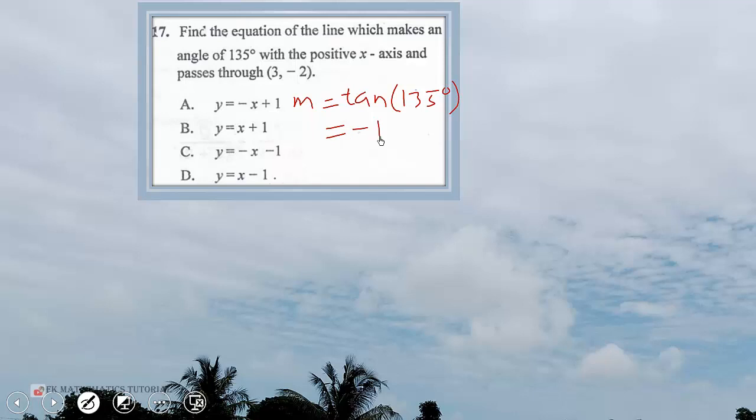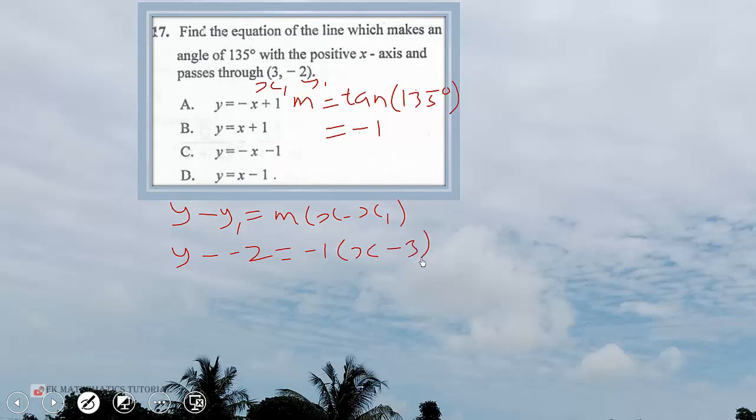If it passes through the point, then the equation is given by y minus y1 equals m times (x minus x1). So x1 is this and y1 is this. So we have y minus negative 2 is equal to negative 1 times (x minus 3). So this will give you y plus 2 is equal to negative x plus 3.